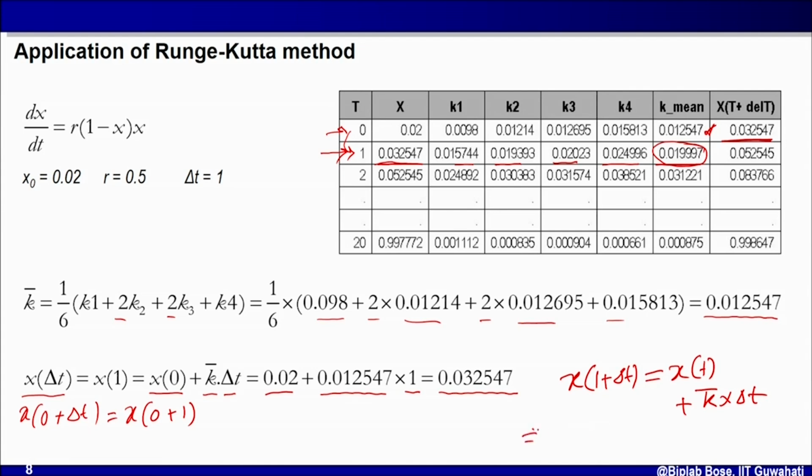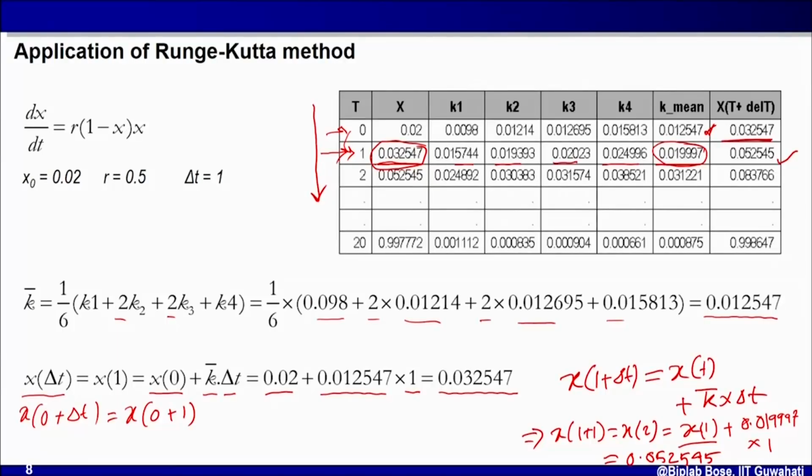So this is nothing but x at 1 plus 1, that is x at time point 2, will be x at 1 plus k, which is 0.019997 into delta t, which is 1. X at 1 is this value, 0.032547. So if you sum up, you get the value of x at 2, that is this value, 0.052545.